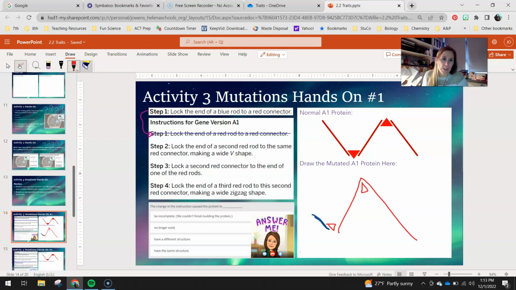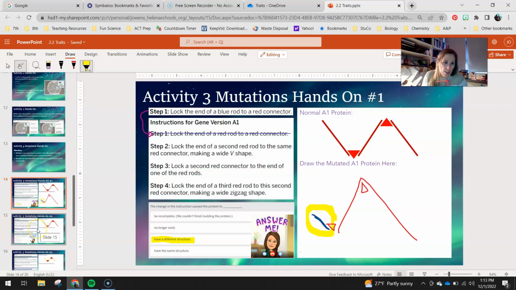That's the last thing you would do on here: say the change in the instructions caused the protein to be incomplete, no longer exist, have a different structure, or have the same structure. In this case, we built a protein, but it's slightly different because of this little guy right here. It's not the exact same as the original one was. So you have a couple more mutations to do.